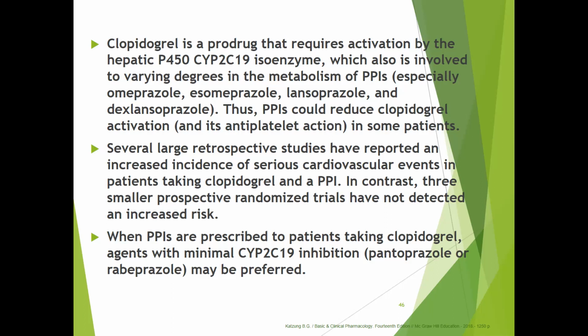Clopidogrel is a prodrug that requires activation by the hepatic CYP2C19 enzymes, which are also involved to varying degrees in the metabolism of PPIs, especially omeprazole, esomeprazole, lansoprazole, dexlansoprazole. Thus, PPIs could reduce clopidogrel activation in some patients. Several large retrospective studies have reported an increase in the incidence of serious cardiovascular events. When PPIs are prescribed to patients taking clopidogrel, an agent with minimal inhibition, pantoprazole or rabeprazole may be preferred.